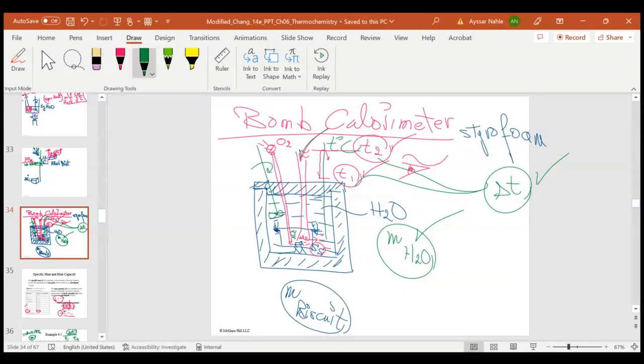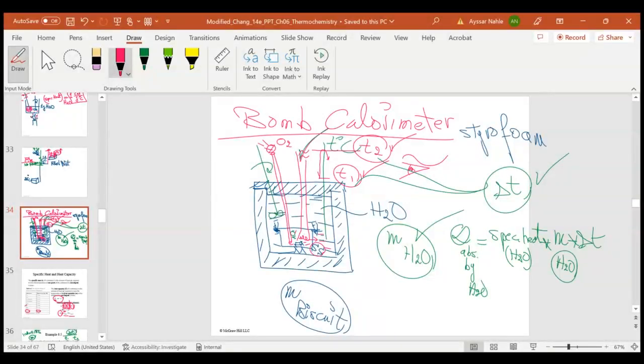Then I would say the Q absorbed by the water will be equal to what? The specific heat of what? Of water, right? Multiplied by the mass of what? Of the water, multiplied by delta T.